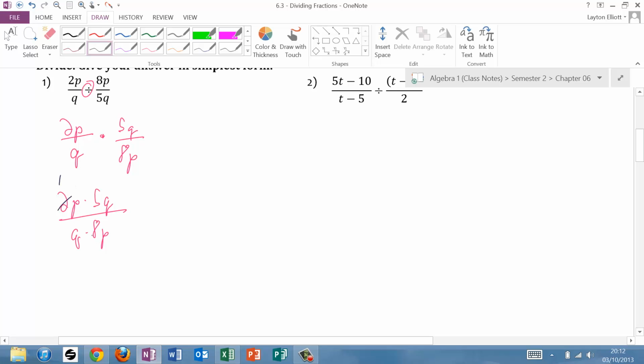Let's cancel the 2 and the 8 to give us 1 and 4. Cancel the p's, cancel the q's, and we end up with 5 over 4. No variables, but that's our final answer.